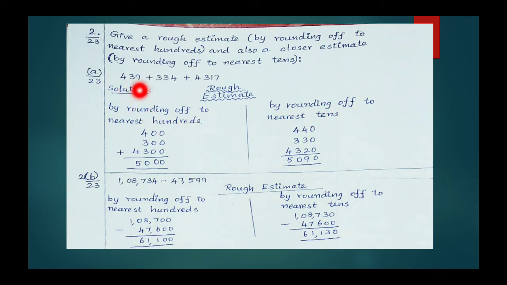439 is less than 450, so it has been rounded down to 400. 334 is less than 350, it lies between 300 and 400. It is rounded down to 300. 4,370. There is nothing to do with 1000 place, so write 4 as it is. 317 lies between 300 and 400. While rounding off to nearest hundreds, 317 is rounded down to 300. Okay. Now add all these numbers, you get the answer 5,000.